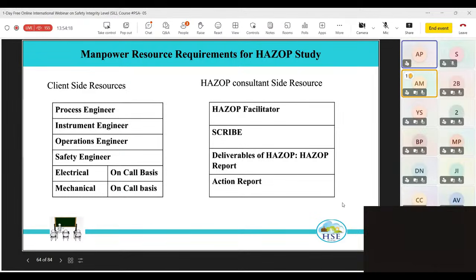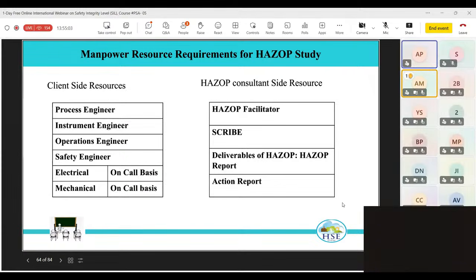Okay. Action report. Now, from the client side, the minimum team which should be available is a process engineer who knows the process, the way it works; the instrument engineer, who knows how the various controls are there; an operations engineer who knows exactly how the plant is operated; and a safety engineer. The safety engineer ensures that whatever practices are there in the plant are safe and are followed as per the session. And wherever he finds that a particular way is not safe, he will be stopping it and not allowing that particular decision.